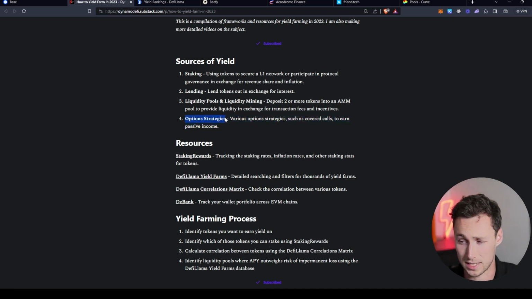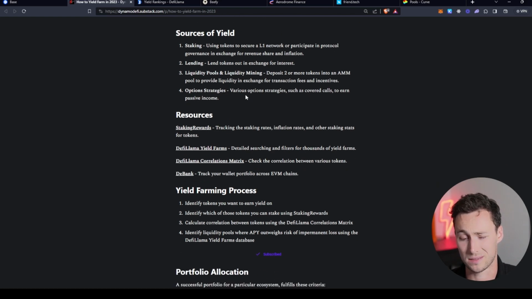And then the fourth one is option strategies. Those are things such as covered calls. And we're not going to really be covering that in this video either, simply because it's a bit more complicated, and I think that most people aren't really prepared without further research to execute these. Maybe in a future video I'll talk about exactly how to do these in detail, but it's too complicated for a short video like this.